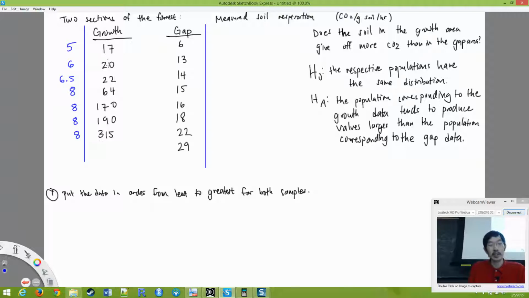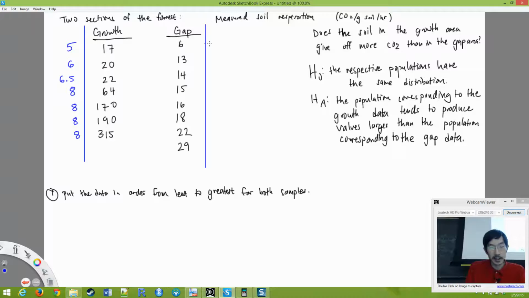It just matters whether you won or lost. Okay, and so with non-parametric tests, these numbers 64, 170, 190, and 315, they all contribute the same amount towards this thing that we're calculating. They all count as 8 points or 8 values in the gap that are smaller. Okay, so it doesn't matter that this is 315 and that's 64. This could be 3 million for all we care. It's just they're all bigger.